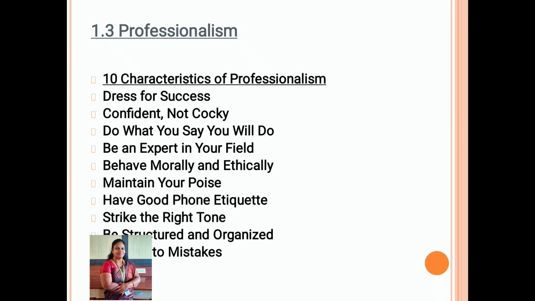Professionals are accountable for their actions at all times. If you make a mistake, own up to it and try to fix it if possible. Don't try to place the blame on a colleague. If your company made the mistake, take responsibility and work to resolve the issue.